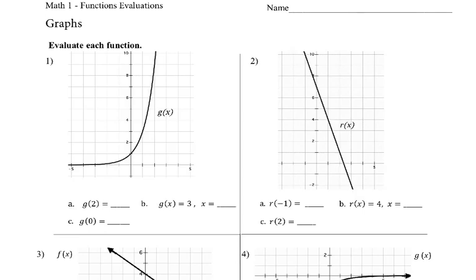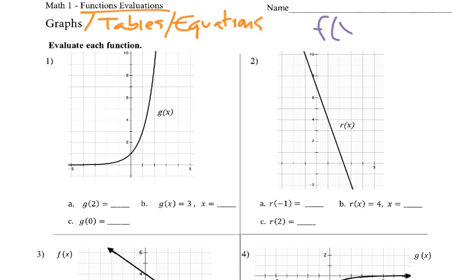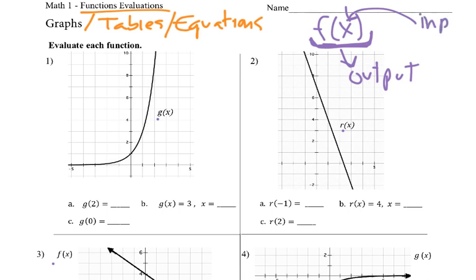Alright, Math 1, we're going to take a look at some function evaluations, and we're going to do it in graphs, tables, and equations. The thing to remember is that when we talk about functions, the letter out front, in this case R or G or F, is the name, right? And together, the f of x, or g of x, or r of x, or whatever the variable is on the inside, represents the output. And the x represents the input.